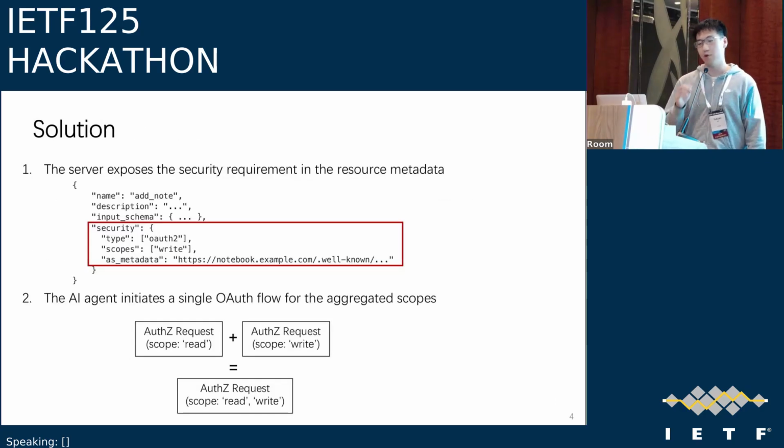So our proposed solution is, first, the server exposes the security requirement in the resource metadata. Here, the add note has tag OAuth 2 and the scopes read. And the AI agent will initiate a single OAuth flow for the aggregated scopes. Here, read and write are aggregated.